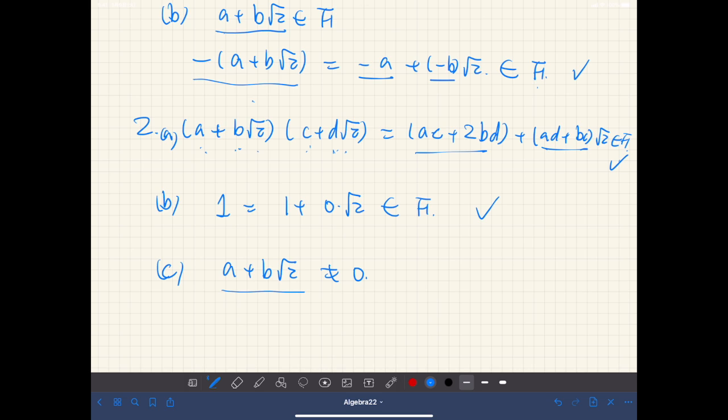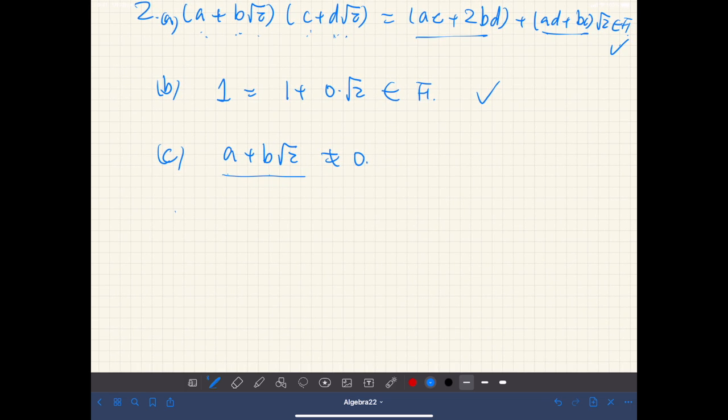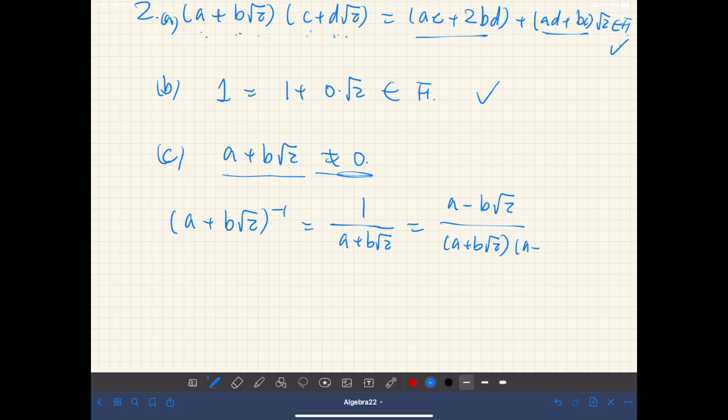So if this is not 0, then either a or b is not 0. Okay, so let's see. In real numbers, the multiplicative inverse of this is just 1 over this, right? So since we're assuming it's non-zero, this is fine. But this is not in the form of something plus something times square root of 2. So we need to modify this a little bit. So let's try to multiply both numerator and denominator by a minus b square root of 2.